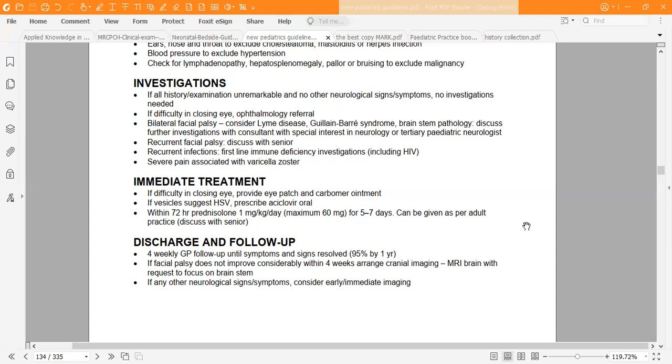If any other neurological signs or symptoms, consider early immediate imaging.